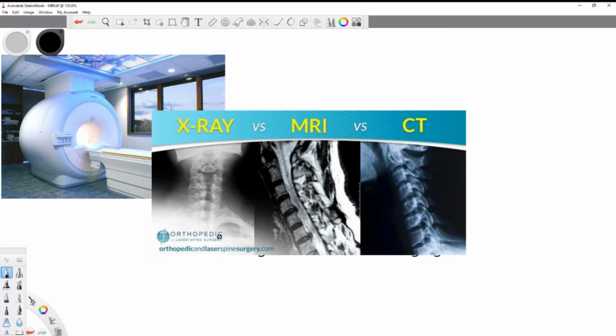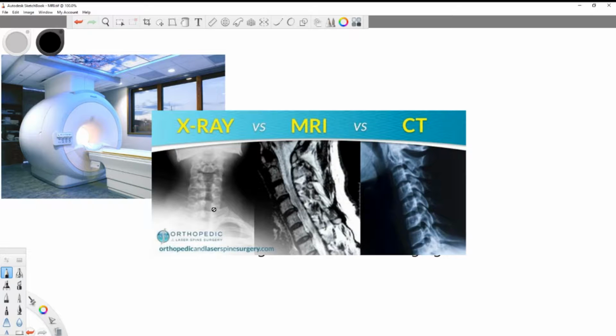In this image, by the orthopedic and laser spine surgery, we see X-rays compared to MRIs and CT scans. For the X-rays, you can see the X-ray takes a picture of just the bone. It doesn't get any tissue. The CT scan takes a fairly detailed image, but the MRI takes a far more detailed image.